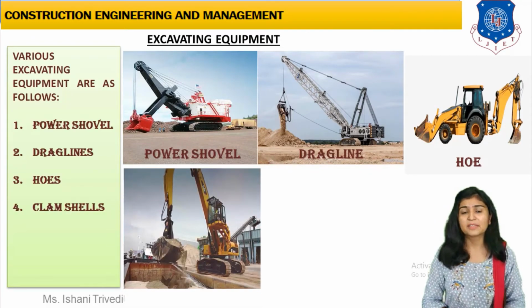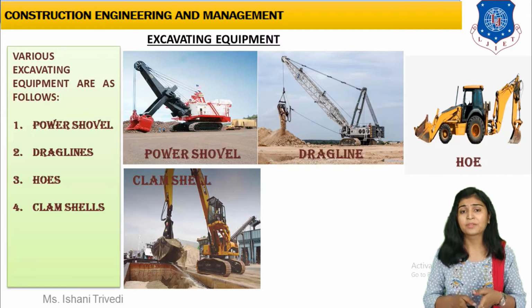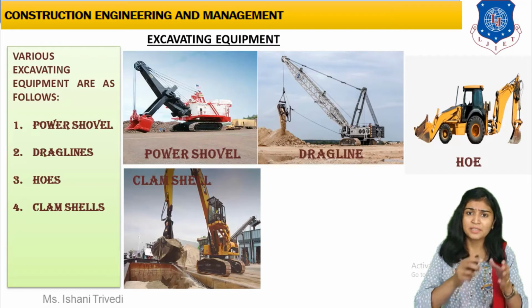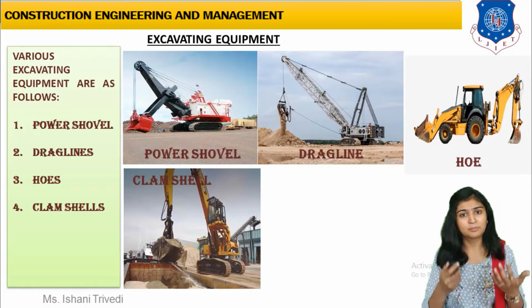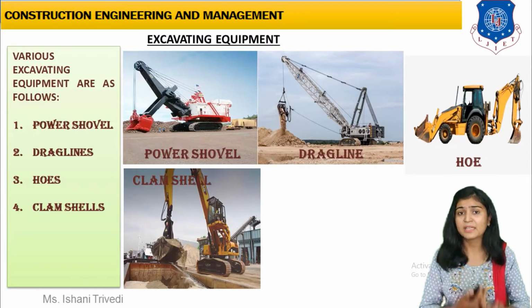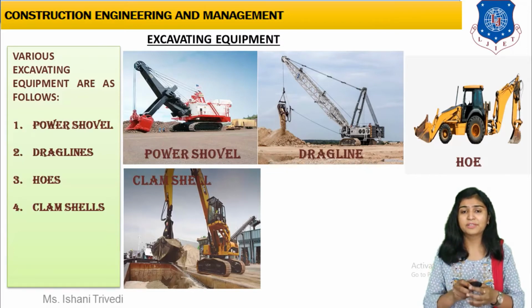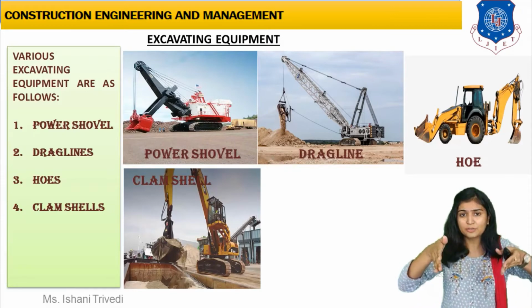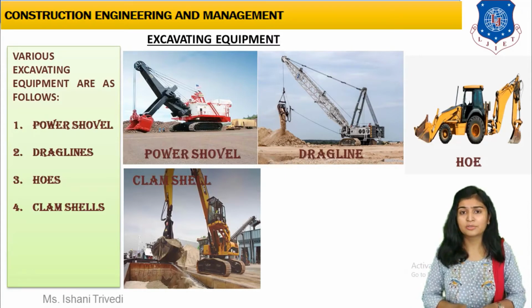Next we have clamshells, right? Clamshell refers to the bucket, which is different in shape. In all of these excavating equipment, the differences are only in the type of buckets and excavating blades. Otherwise it is the same. In the clamshell we have two buckets, fitted in a semicircle, both of them, and they collect your soil in this manner. That type of equipment is known as a clamshell.